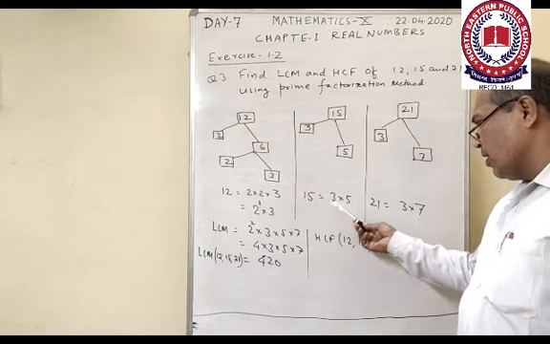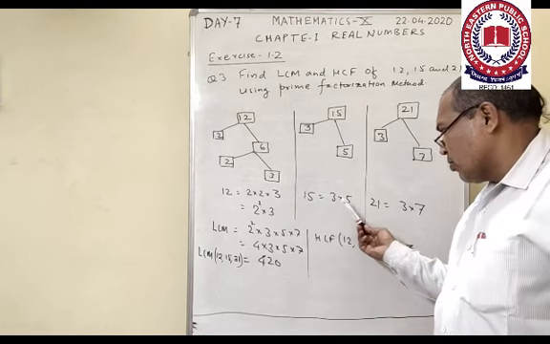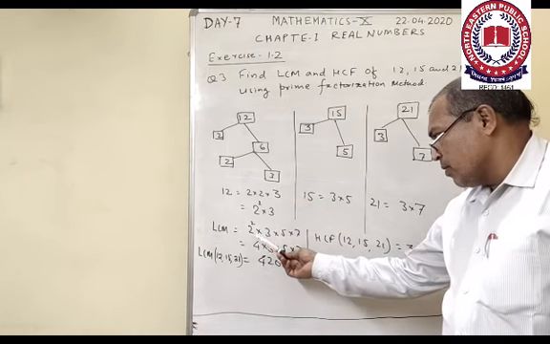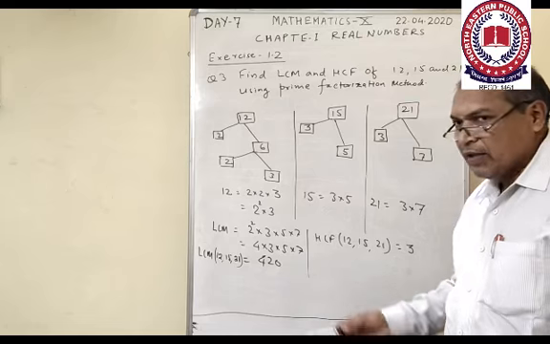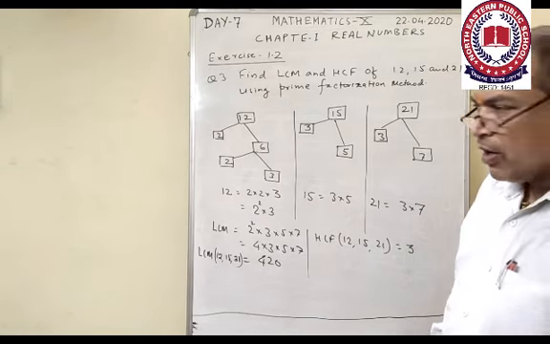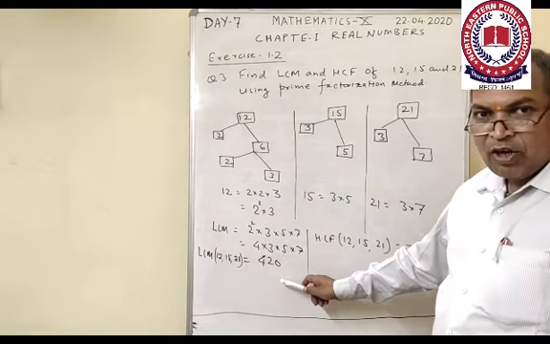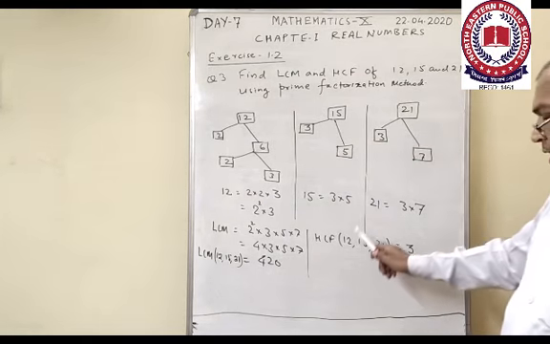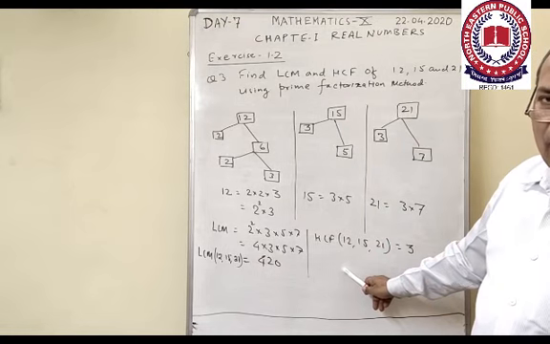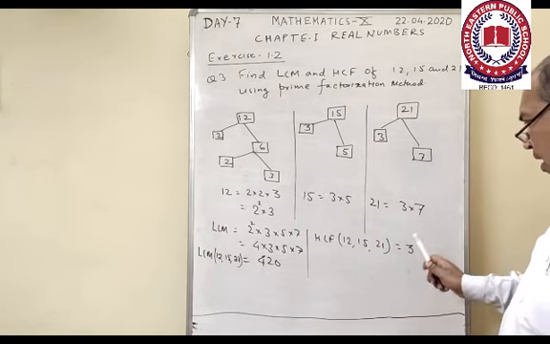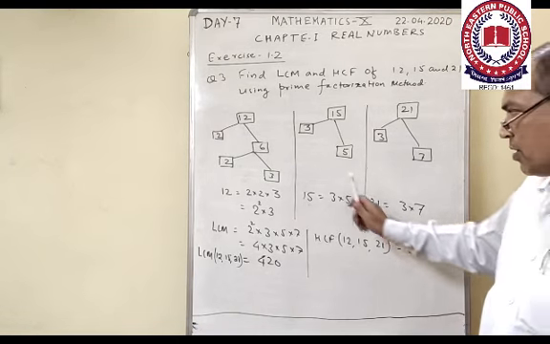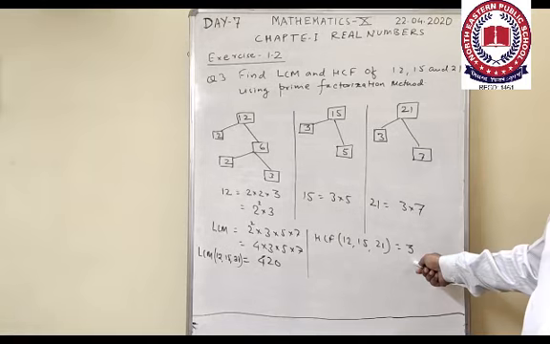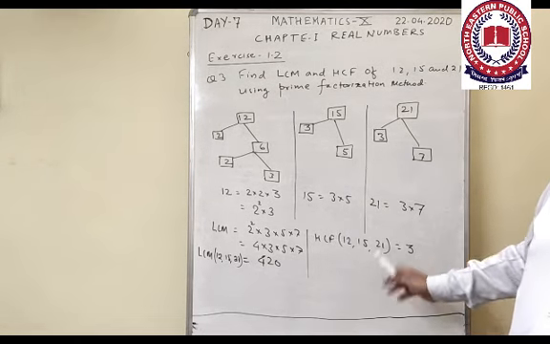But 3 occurs one time only, so its power will be 1. 5 also comes one time, and 7 also comes only one time, so we can write 2 square, that is 4, into 3 into 5 into 7. Multiplying that gives 420. So 420 is the least common multiple of these three numbers, 12, 15 and 21. The highest common factor is the product of common prime factors. We have only a single common prime factor of all three numbers, that is 3, and it comes only one time. Therefore the HCF of these three numbers is 3 only.